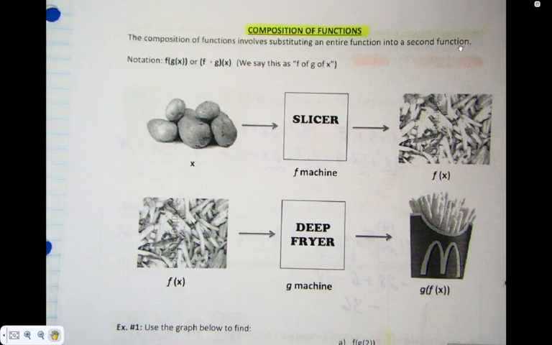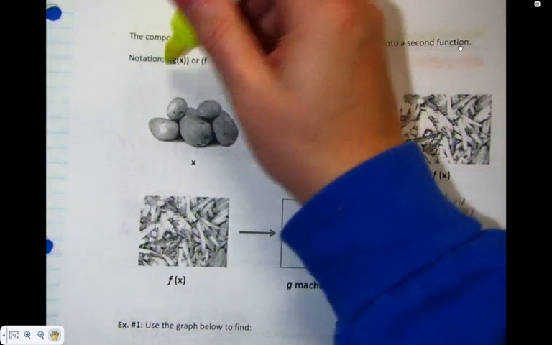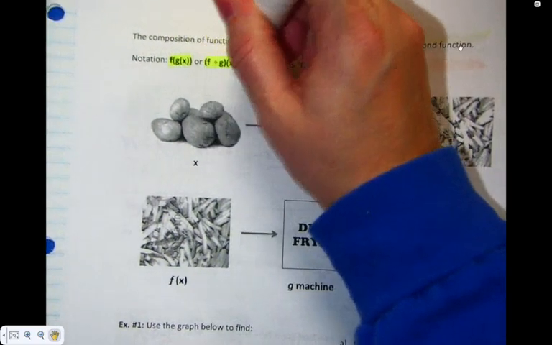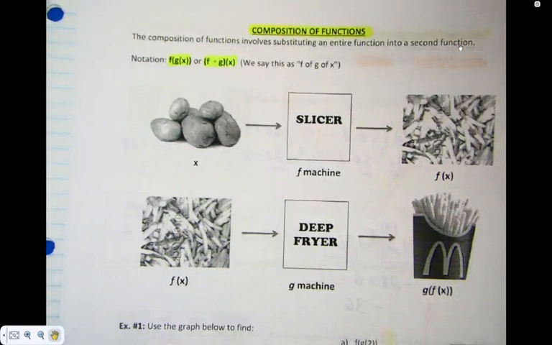So it just means you're doing two things to a number. You're putting it through some kind of function, which we call f. You're taking whatever comes out of that function, putting it through a second function we call g. That's called a composition of functions. The notation looks like this, or like this. And we say those are both the exact same way. We call it f of g of x.